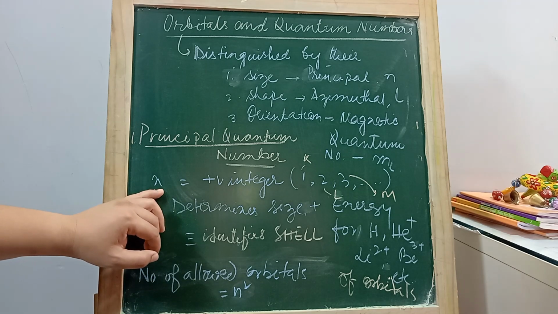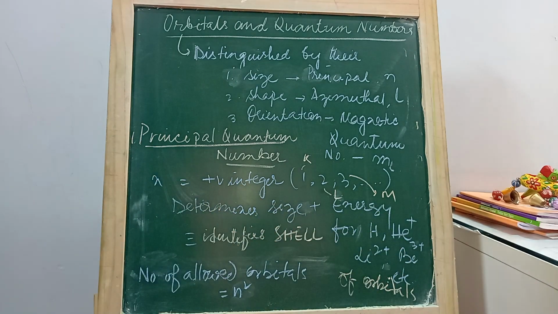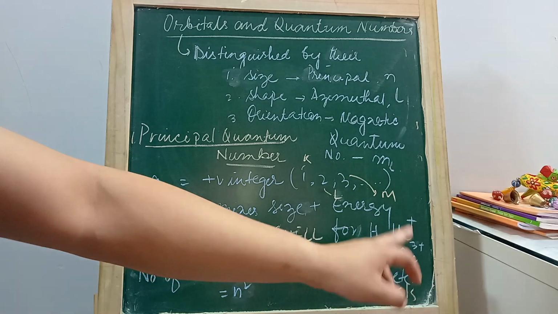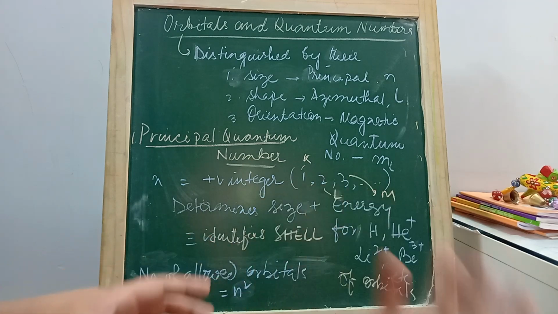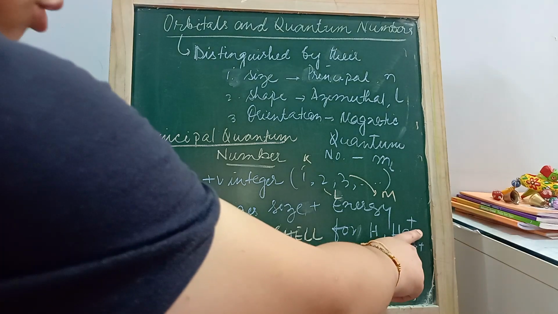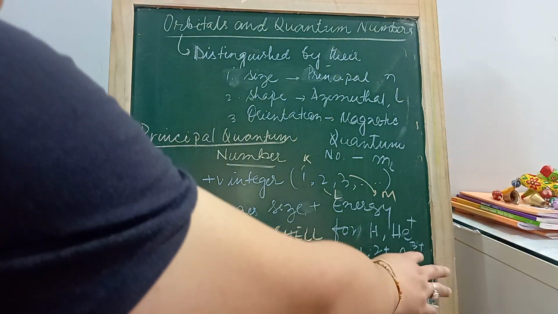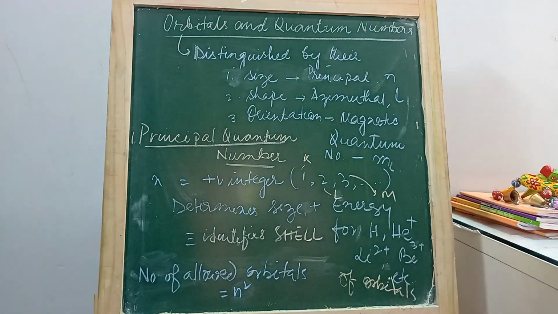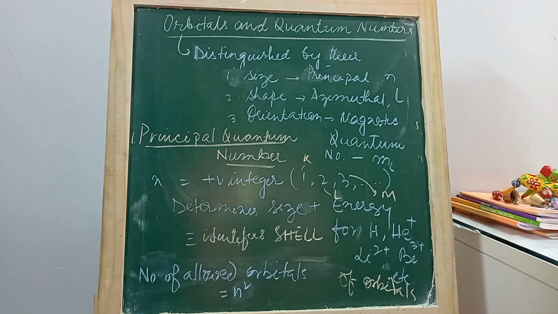There's one more thing I wanted to add. Consider species like hydrogen, helium positive, lithium 2 positive, or beryllium 3 positive. Although the numbers of protons are 1, 2, 3, and 4 respectively, the number of electrons is only 1. Here 1 electron has been removed; there were 3 electrons and 2 have been removed; there were 4 electrons and 3 have been removed. That means these species have only 1 electron, they are one-electron systems. For these, the principal quantum number determines not only the size but also the energy level.